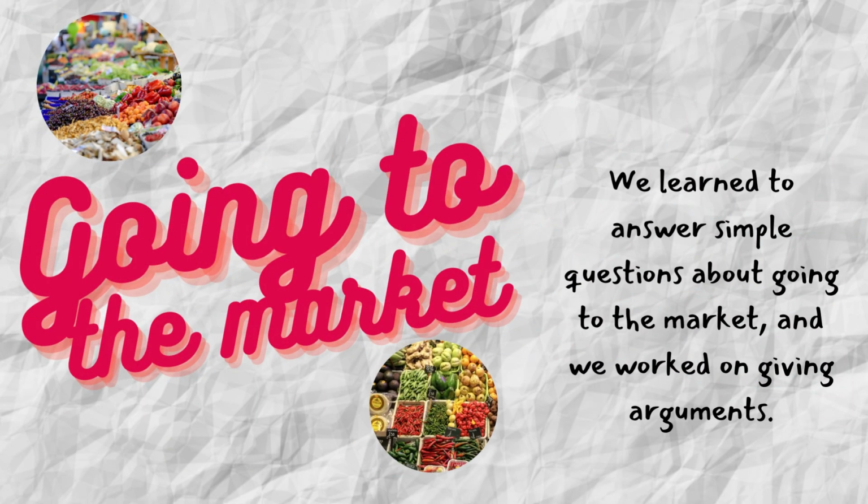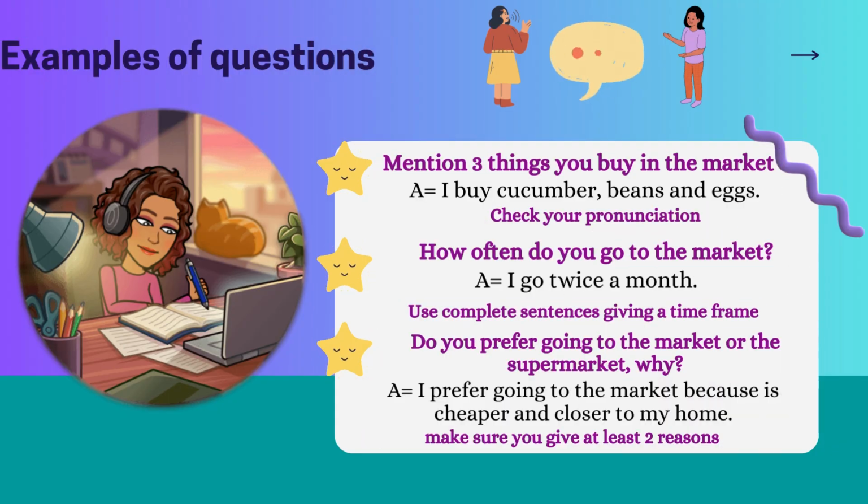When we talk about going to the market, we'll learn to answer simple questions about where to go, prices, and giving arguments about your position. Let us go with some questions. Mention three things you buy in the market. I buy cucumber, beans, and eggs. You have to make sure your pronunciation is accurate.